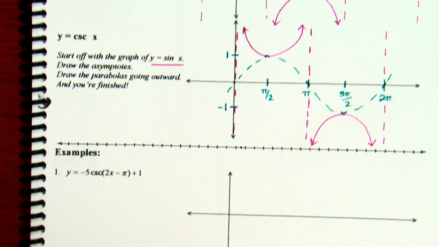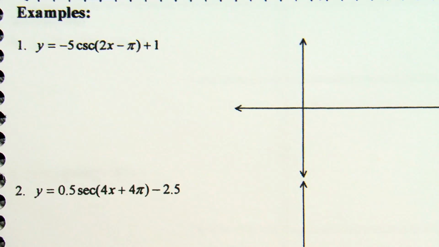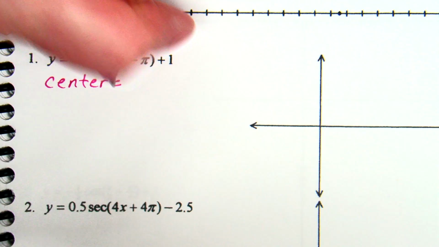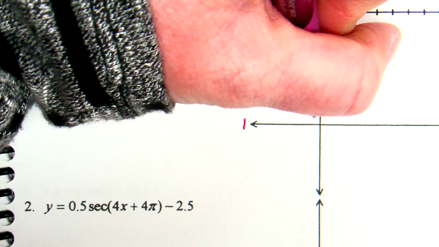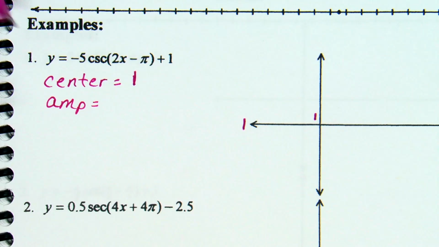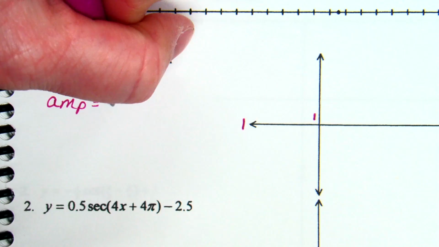Okay, so we were ready to start looking at example 1. What kind of information have you written down on this? Okay, so the center line is what? 1. And if you want to go ahead and label it, if you haven't, you can put 1 at the end there in the center. We also know what? Okay, the amplitude is the absolute value of negative 5. So the amplitude is just the positive 5.